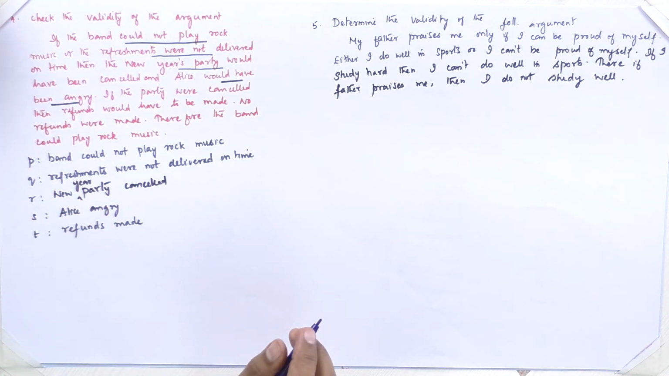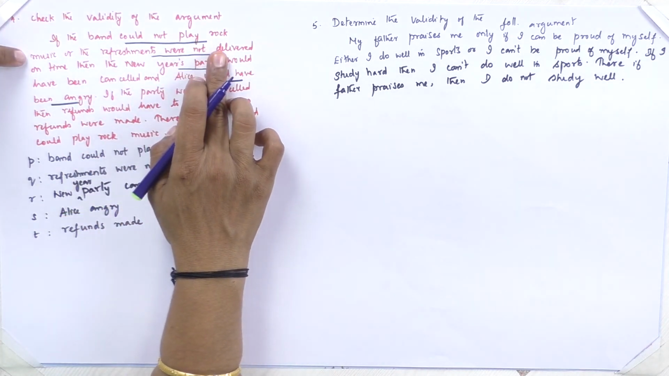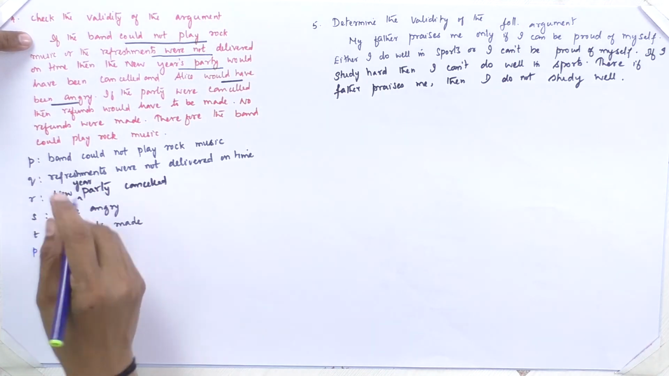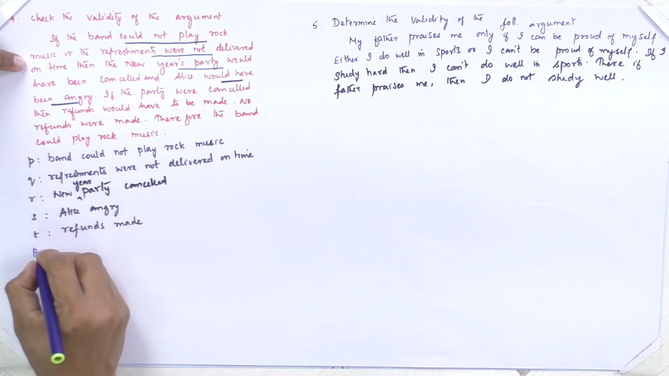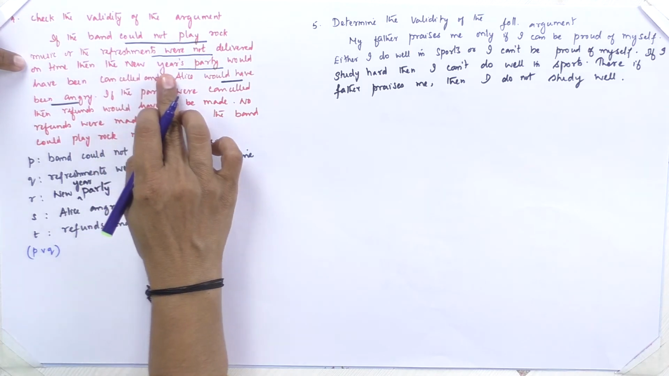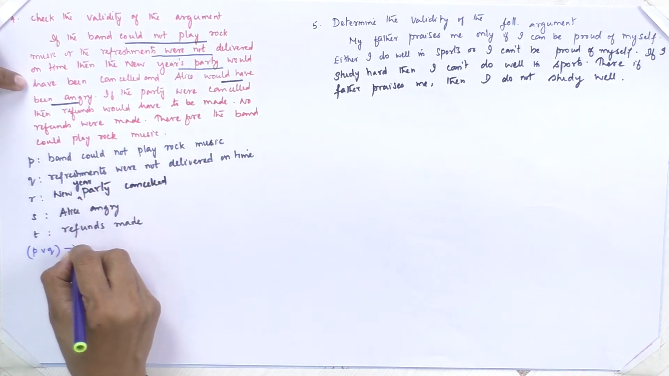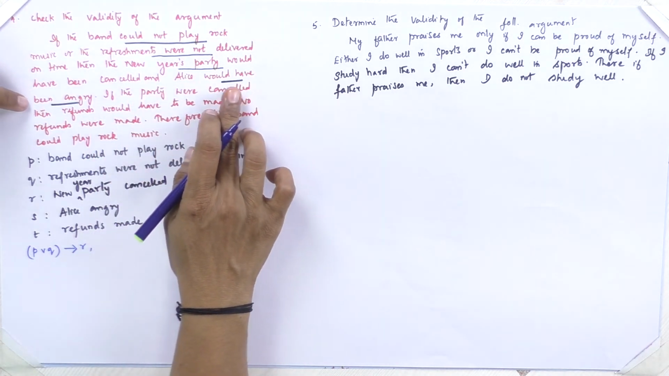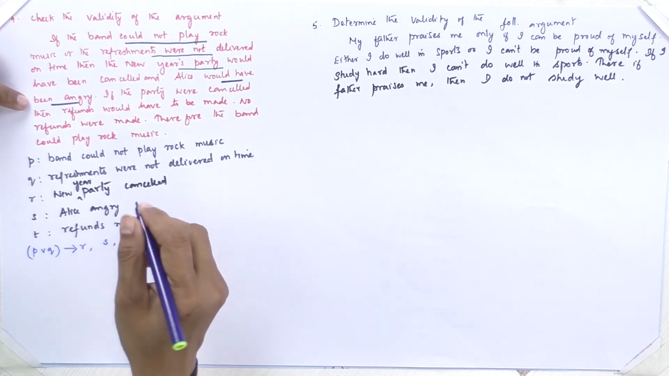Now we will have to frame the premises. If the band could not play rock music, so that is P, or refreshments were not delivered on time, that is Q, so P or Q. Then New Year's party would have been cancelled is conditional R. Right? Allies would have been angry is S.